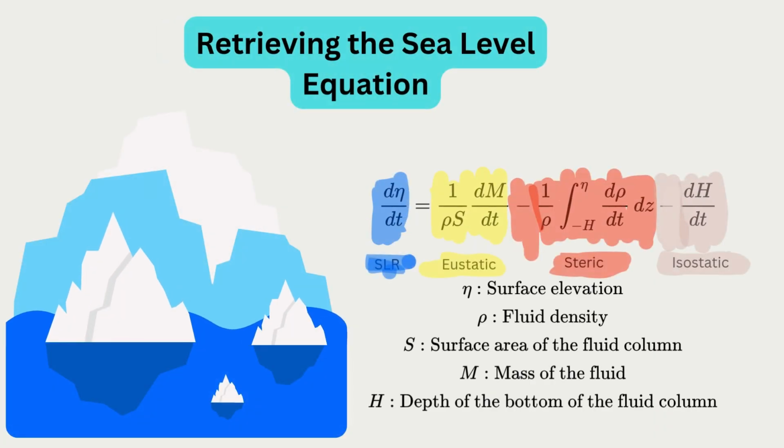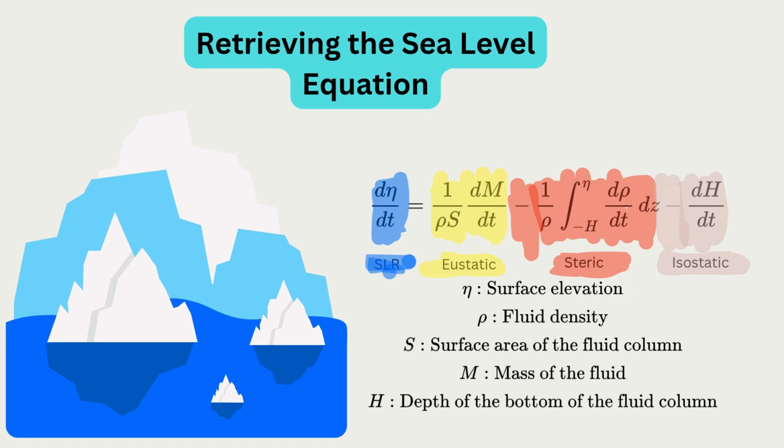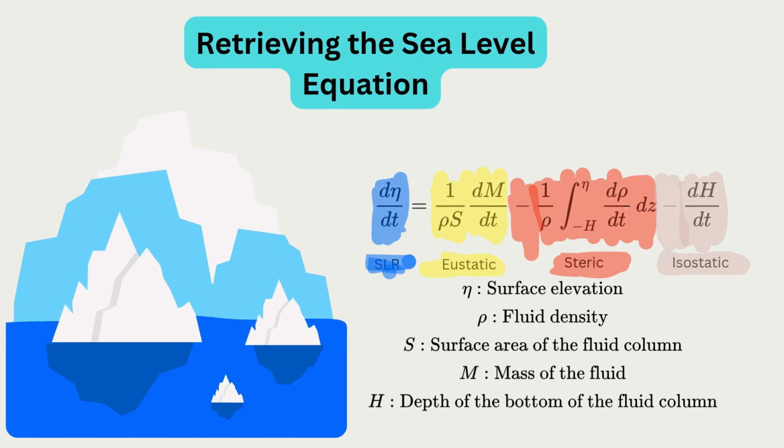So the inspiration behind the sea level equation comes from the fact that we look at a column of water with density rho that depends on x, y, and z. And we look at how the mass of that column of water changes with time as a derivative, which helps produce this equation. So the sea level rise is dependent on three terms: isostatic, steric, and isostatic.